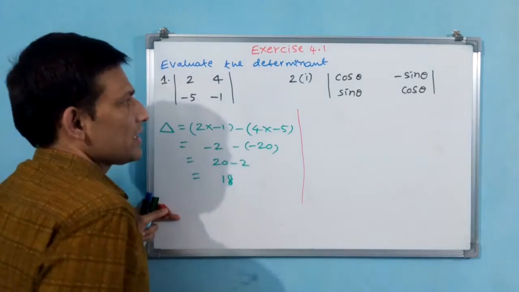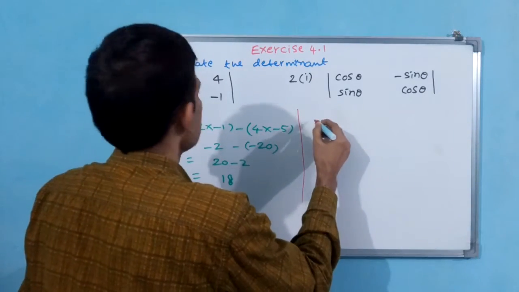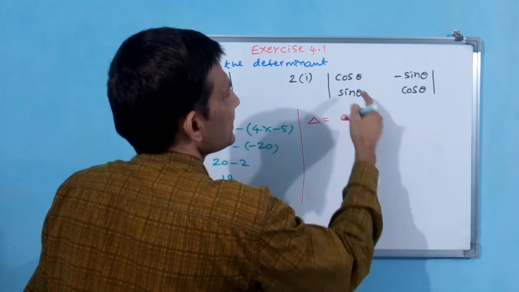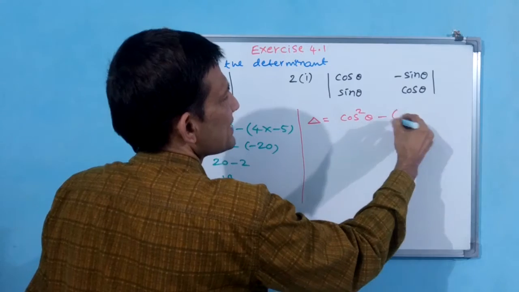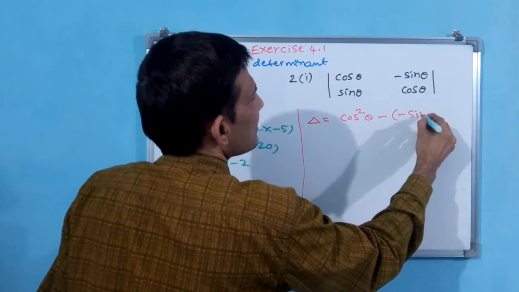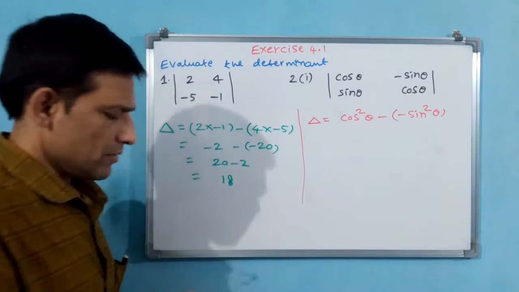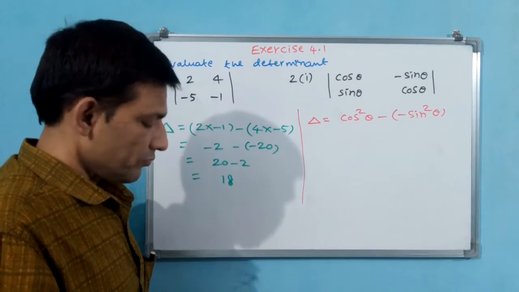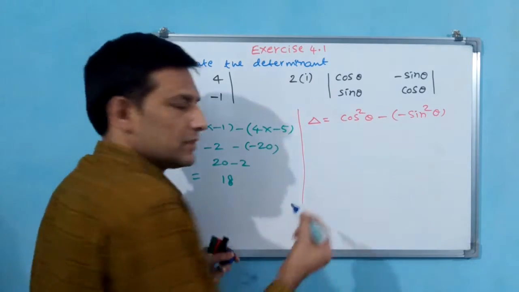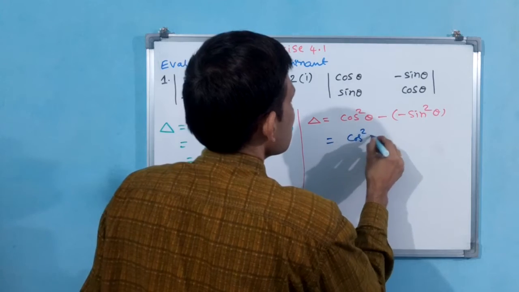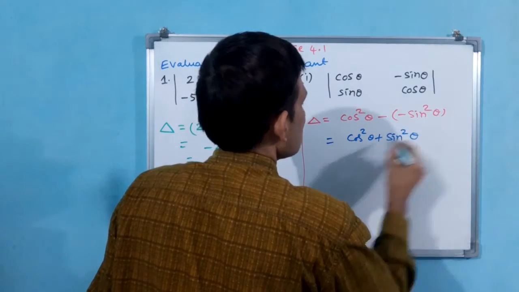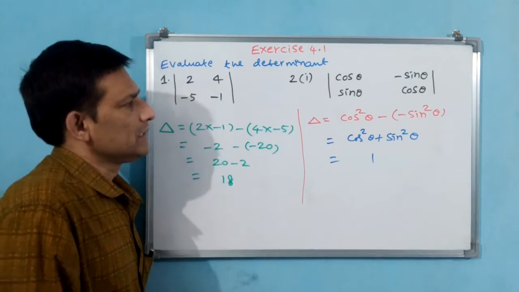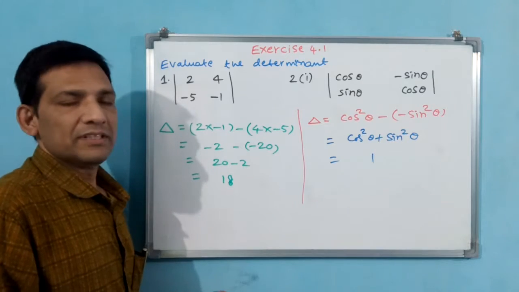Write this also. Here also AD minus BC determinant. Delta is equal to AD minus BC. AD means what? Cos square theta minus sin square theta. Then cos square theta plus sin square theta. Is it 1 or not? Okay, 1 only. Like this, we have to finish these questions.